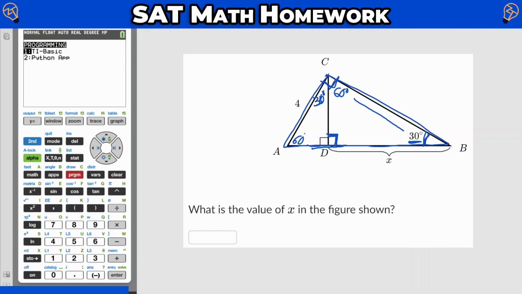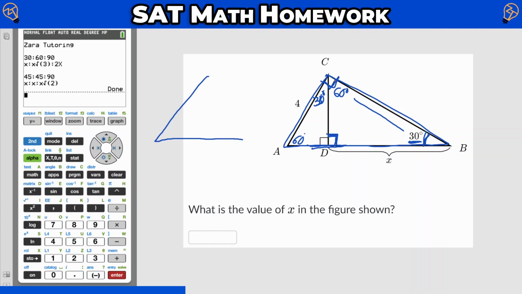And if we go to our program spec sheet, which is the third from the bottom, we see the two relationships that exist within these two kinds of special right triangles. So what I would do is actually redraw the larger triangle that has the only side that we actually know. So this 4 comes from this ABC triangle here, where this is 30, this is 60.